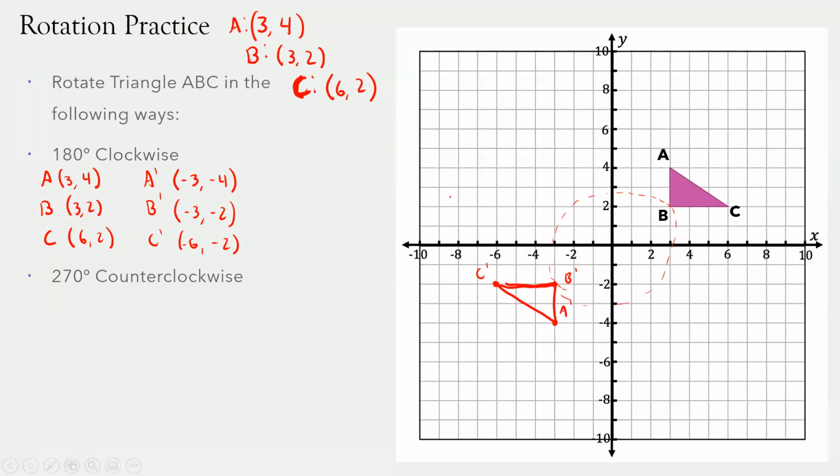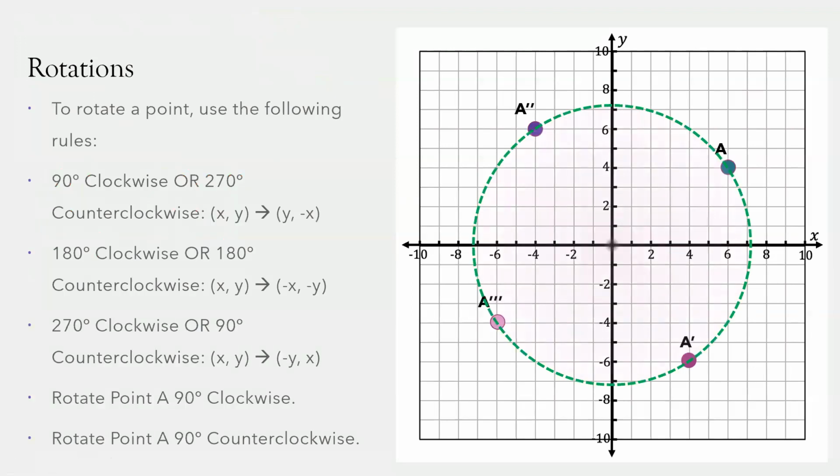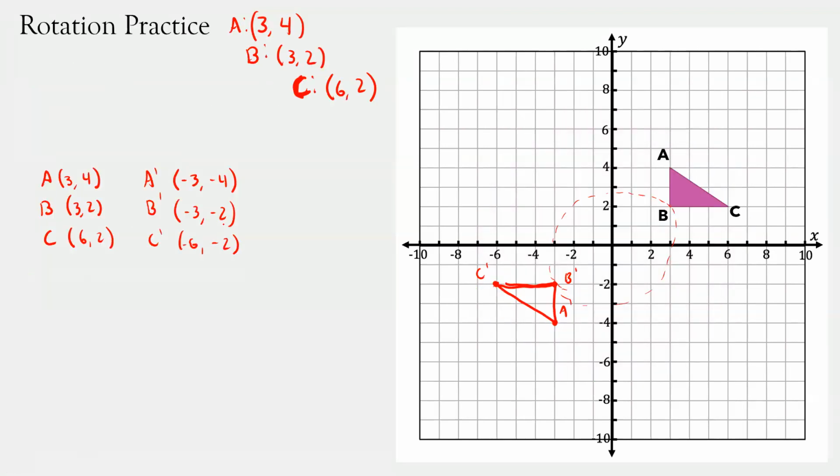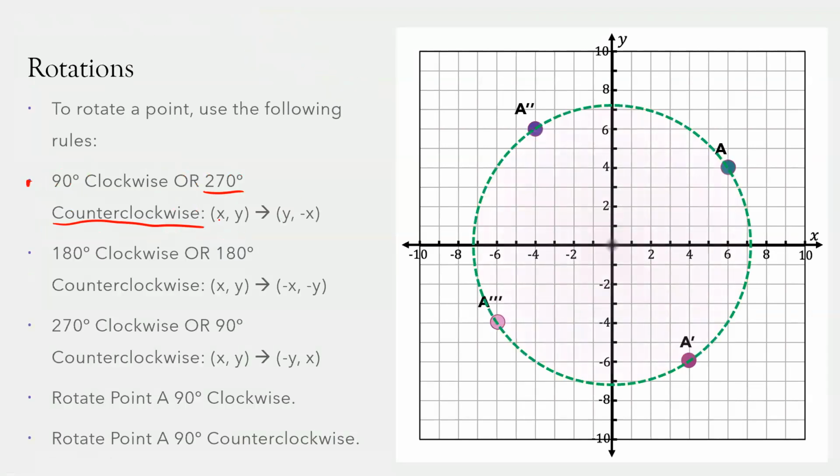So last one, let's look at 270 degrees counterclockwise, which is also the same as 90 degrees clockwise. So if we go back to our rule really quick, that is this first one right here, 270 degrees counterclockwise. So what we're going to do is take the original point, x comma y, and we're going to rewrite it as y comma -x, or the opposite of the x.